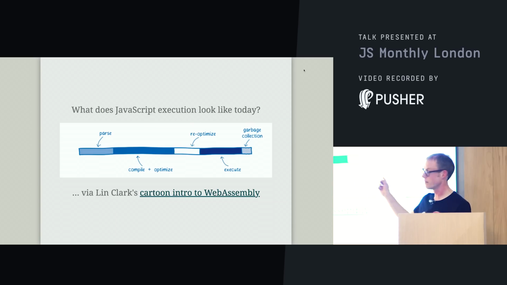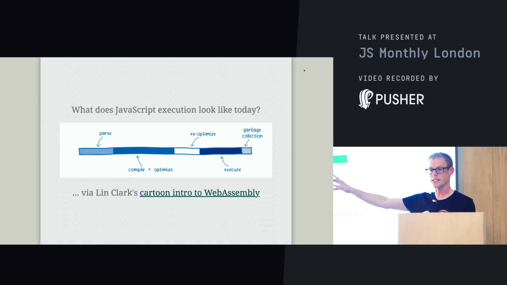And this is a timeline that I shamelessly borrowed from this fantastic blog post by Lin Clark. It's well worth a read. She does an excellent job of describing why WebAssembly is needed. But I'm just grabbing this diagram here. This is a timeline that approximates the execution of JavaScript within your browser.